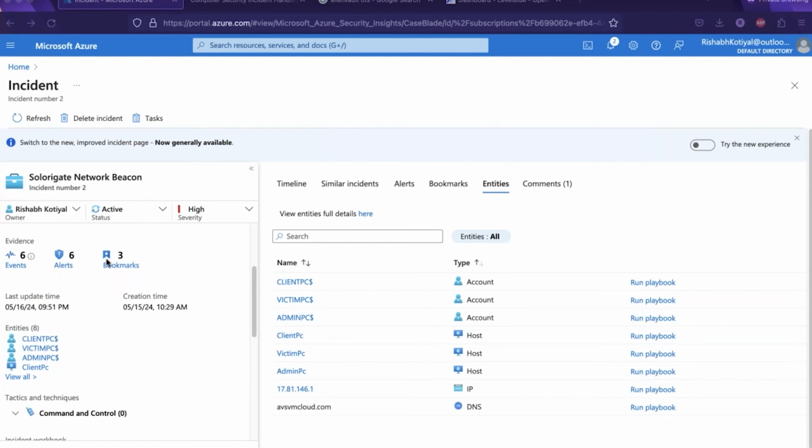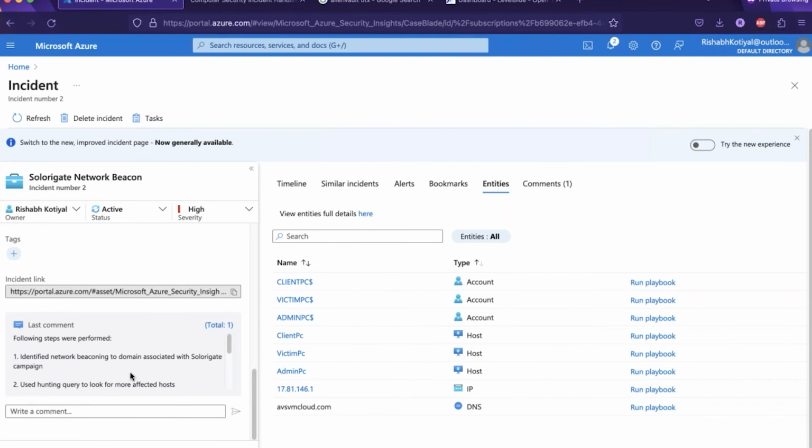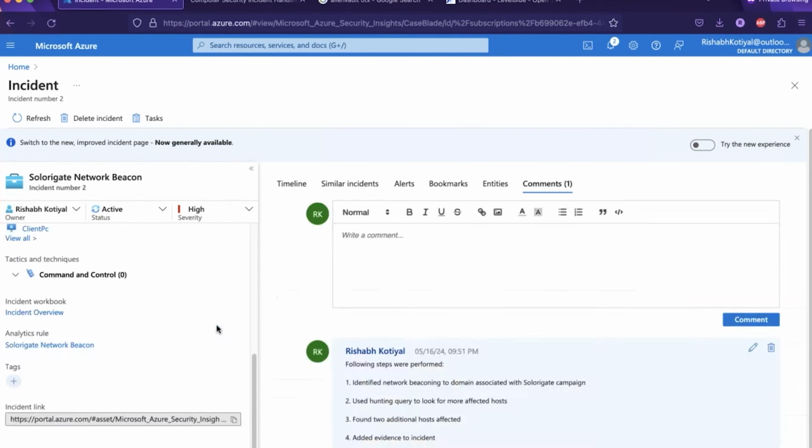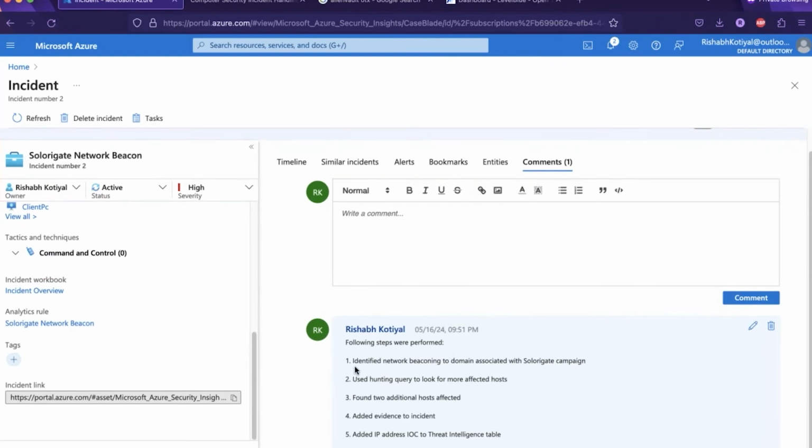Now, when you got more evidence, I further investigated. If you see what I have performed, I have put it into the comments as well, as a total over here. So you will see that I identified the network beaconing domain, used a hunting query to look for more affected hosts, found two additional hosts that were affected, added evidence to the incident, added the IP address to the IOC, and handed over to the operations team for the isolation.